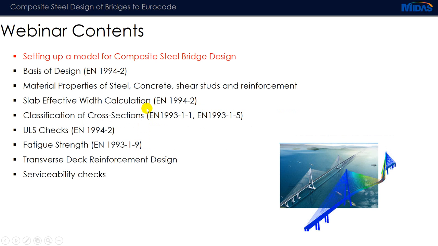Okay, so we'll be covering in the next 45 minutes the following topics, starting with how to set up the model for composite steel design, basis of design, material properties, classification of sections, ULS checks, and serviceability checks. So pretty much most of the topics are very similar to what we covered in the last webinar on steel bridge design, with a few additions from a composite steel bridge point of view.